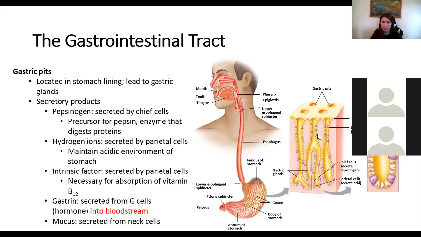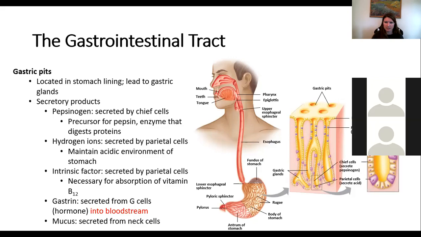Okay, so those are your neck cells, and I'm sorry, the mucus is on the bottom, but the neck cells are the first thing you would see as you dive down into a gastric pit. And then in the bottom of this pit, we're going to see chief cells and parietal cells. And these are secreting enzymes that are helping us digest different things in our food and also maintain that acidic environment of the stomach.